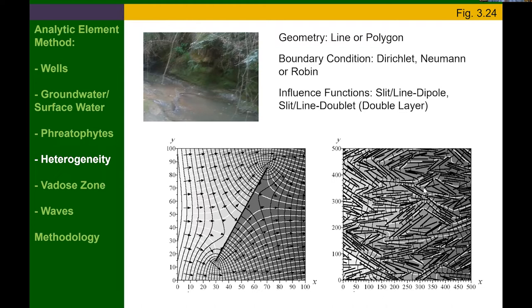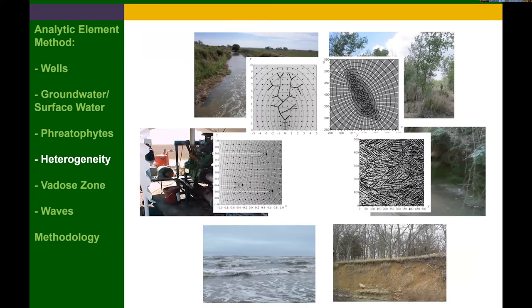This is an analytic element method solution that we published, a slit element, in Water Resources Research a few years ago. And I don't think there are any other numerical methods, at least none to my knowledge, that can match the kind of detailed depictions that you get of the infinite flows at the ends, the infinite velocities, and the close interactions of these elements. So that's heterogeneities. Next is the Vadose zone.